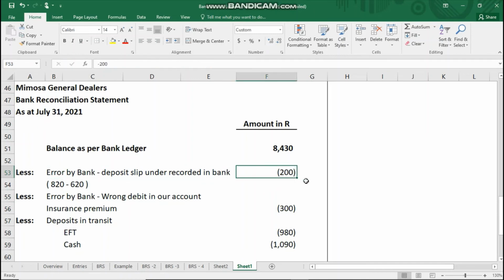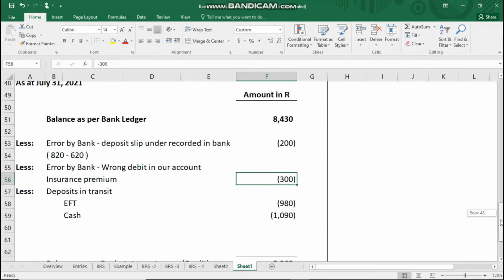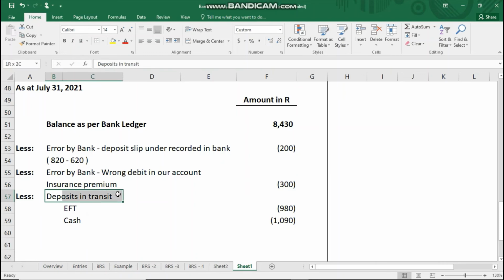So we need to deduct this amount from our bank ledger in order to reach the amount which is appearing in the bank statement. Then there was another error, which was an insurance premium that was a wrong debit in our account. This should not have been in our bank account in the first place. It should be debited in someone else's bank account, and instead the bank debited our bank account. So we are deducting this amount from our bank ledger so that we reach the bank statement balance. Then in the last we have some deposits in transit that were deposited on the last day of July. That is still not appearing in the July bank statement, so we will deduct this amount because these were already recorded in our books.